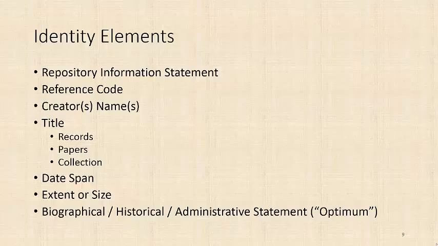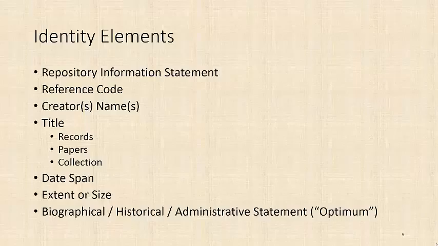Include a date span. And frequently, you'll find the creator's names, the title, and the date span listed as a single element. For example, the Terry Everett Congressional Records, that's the creator name and the title, 1993 to 2012. That's the date span. But it's all included in one long title-like statement. Include the size or the extent of the collection in its own separate element.